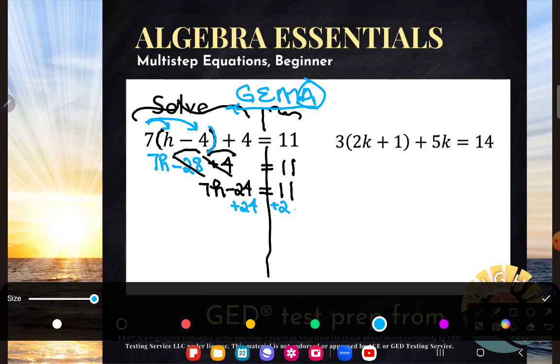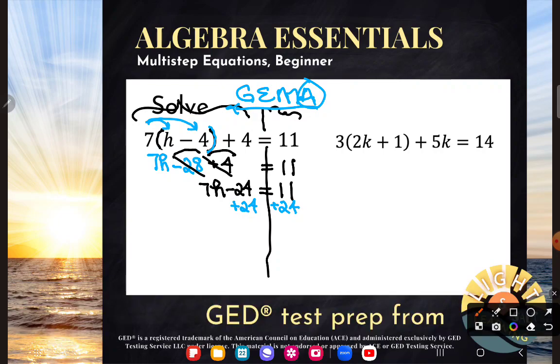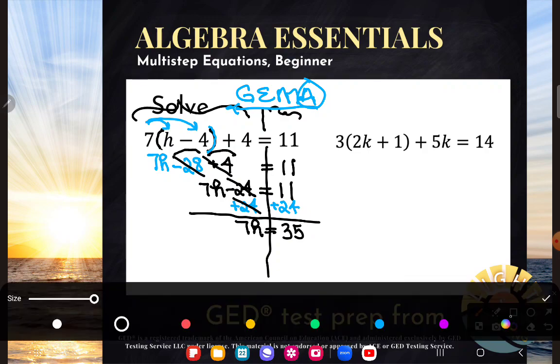And I'm a mathematician. I'm obsessed with equality, and so are you now. And so I'm going to add the 24 on the other side as well. So subtracting 24 and adding 24 cancel, they zero out. This is 7h plus nothing more. And that's going to be equivalent to whatever I get on the right-hand side. 11 plus 24 is 35. Not done yet. H is not alone.